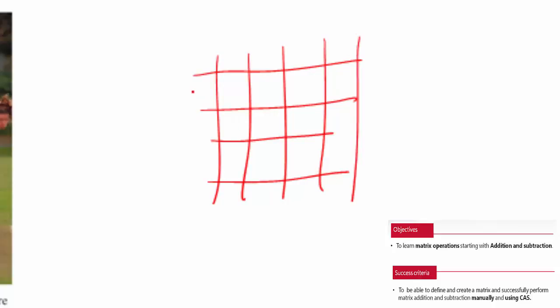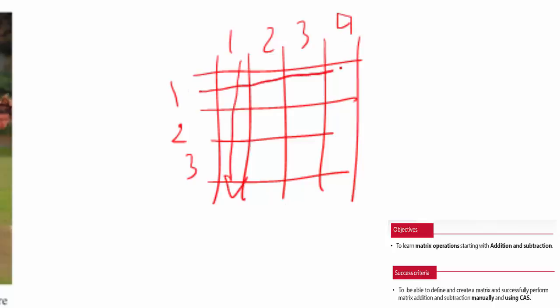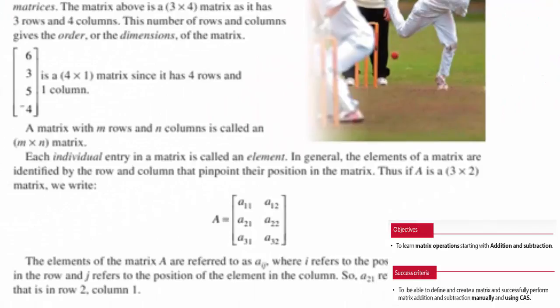So this would be the first row, second row, third row. This is the first column, second column, third column, fourth column. So like this is a column, and like that is a row. Okay. So if we look at this example here, we count them.